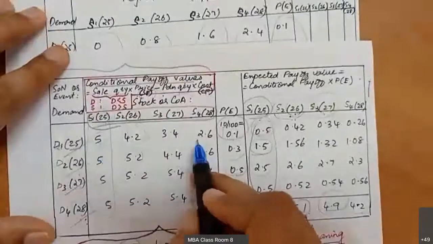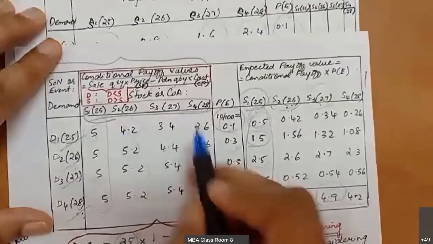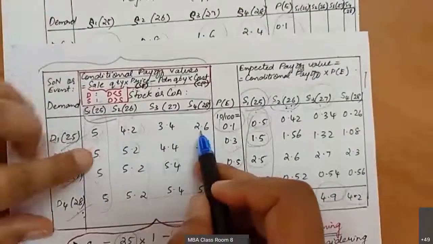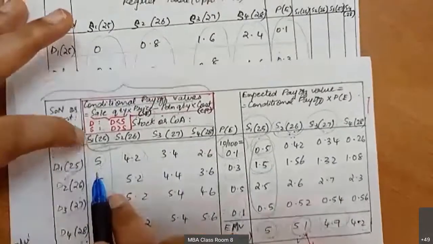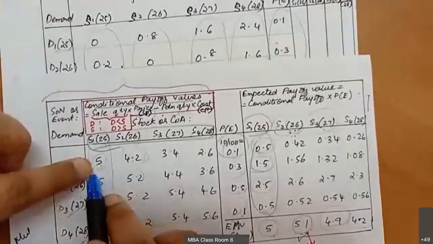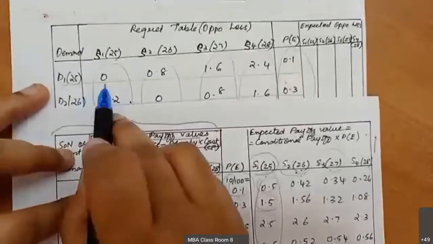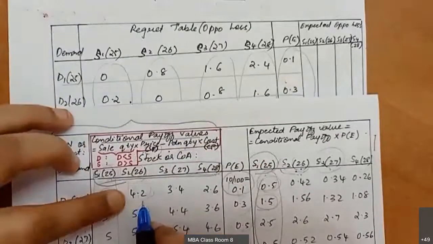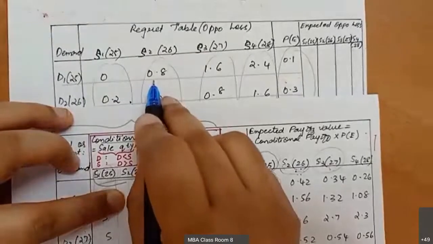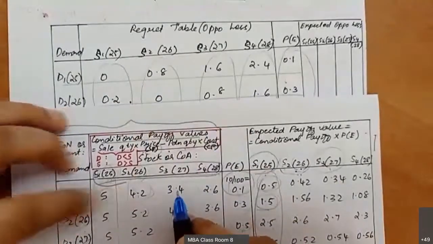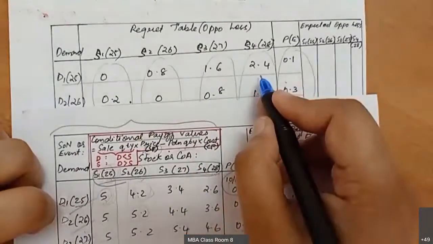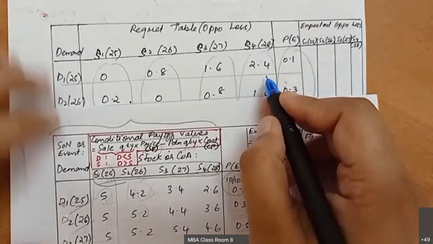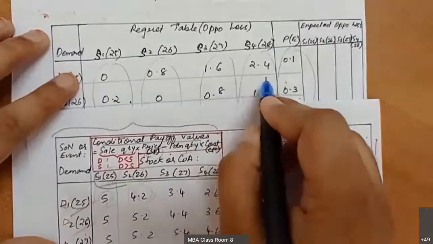This is going to be row wise. So in the first row, what is the maximum value? This is the payoff matrix. First row, what is the maximum value? It is 5. So the regret table will have what values? 5 minus 5, which is 0. 5 minus 4.2, that is 0.8. 5 minus 3.4, that is 1.6. 5 minus 2.6, that is 2.4. So the first row of the regret table is over.